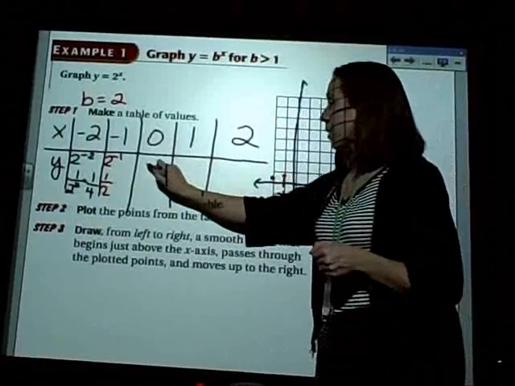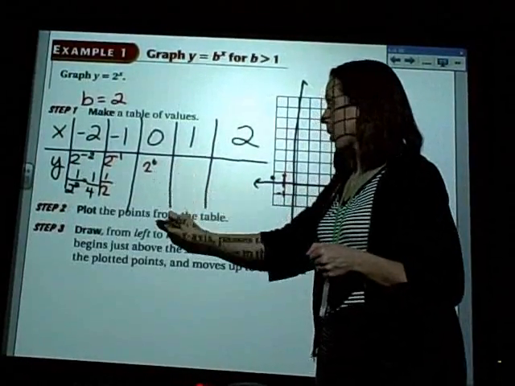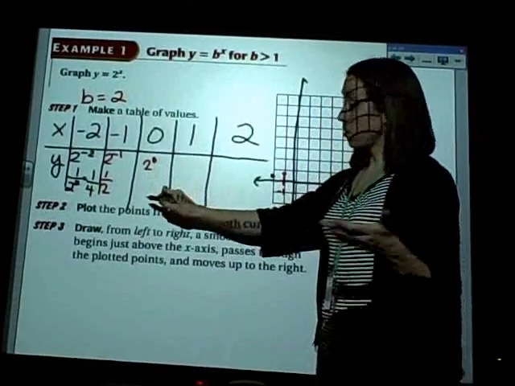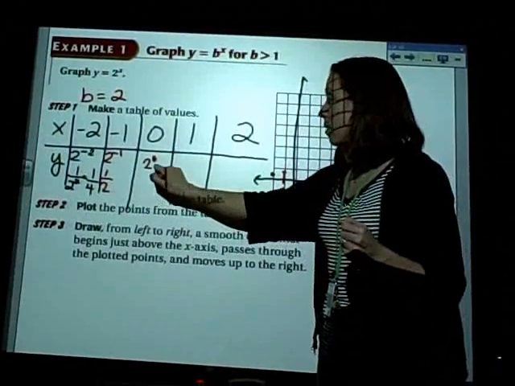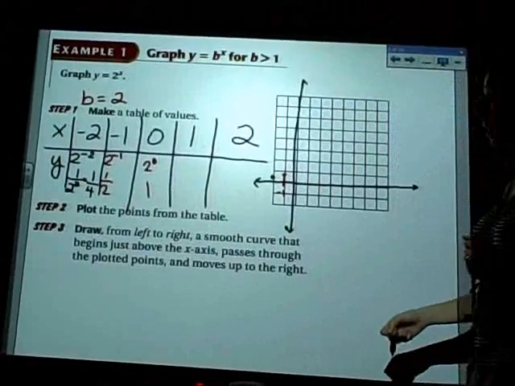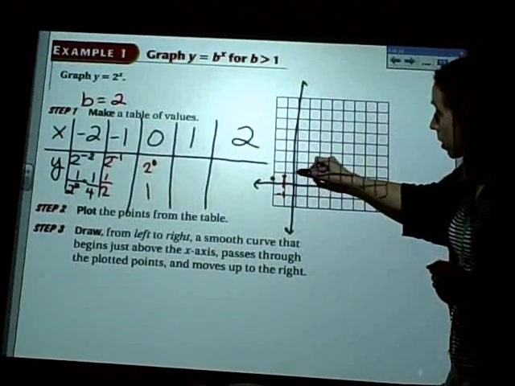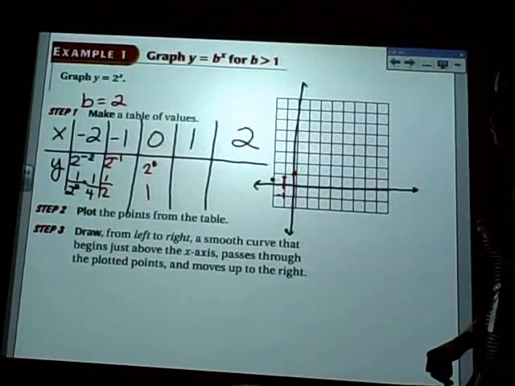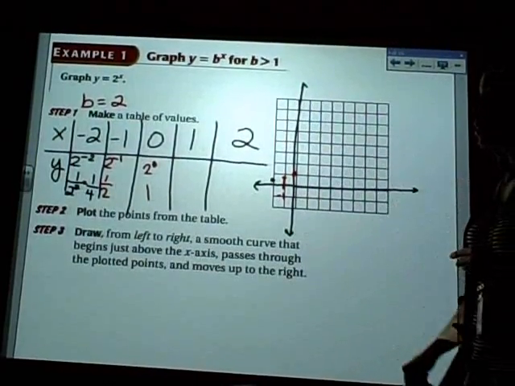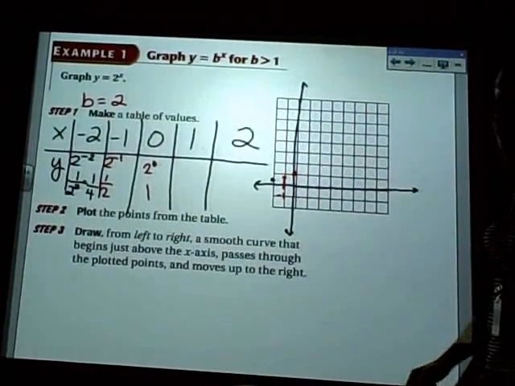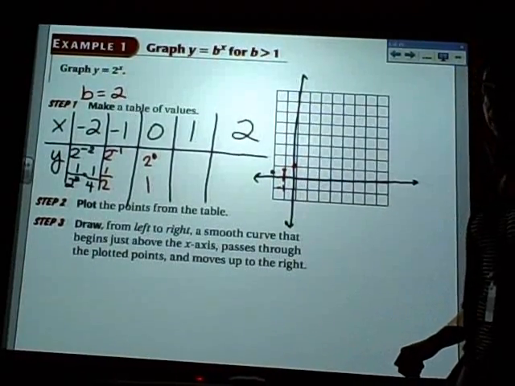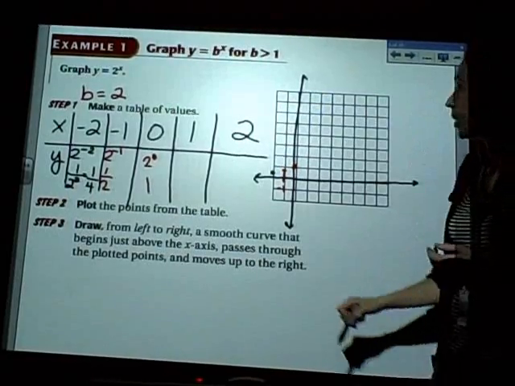Now let's plug in 0. We'll get 2 to the 0. You can find that on your calculator easy enough, but you'll get 1. Okay? So our next point is (0, 1). And that should look familiar to you guys. That's one of the properties of this exponential growth function, is they will go through the point (0, 1), unless there's some transformations, and we'll get into that later.